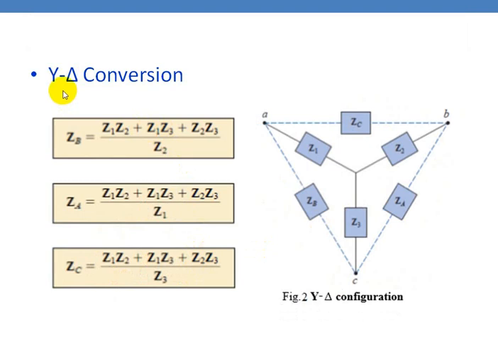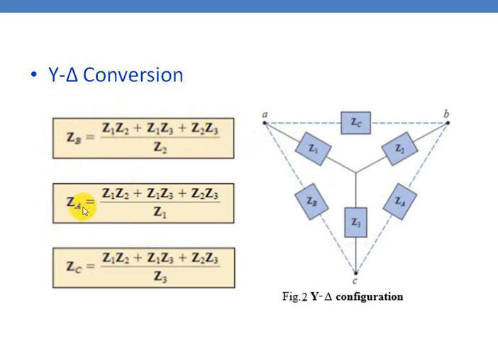Then coming to star to delta conversion. Here ZA, ZB, ZC are impedances of the delta connected network, and we are going to write expressions in terms of impedances in the star connected network. Let us see how to write this. In all the expressions, the numerator is the same, that is Z1 Z2, Z2 Z3, then Z3 Z1. So it is common. Let us see how to write the denominator.